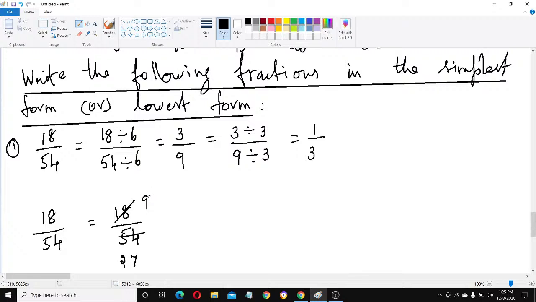Which is the common factor between 9 and 27? 9 is common, 3 is also common. So we can use any factor. Here which is the common factor between 9 and 27? 3 is the common factor. How many times does 3 go in 9?